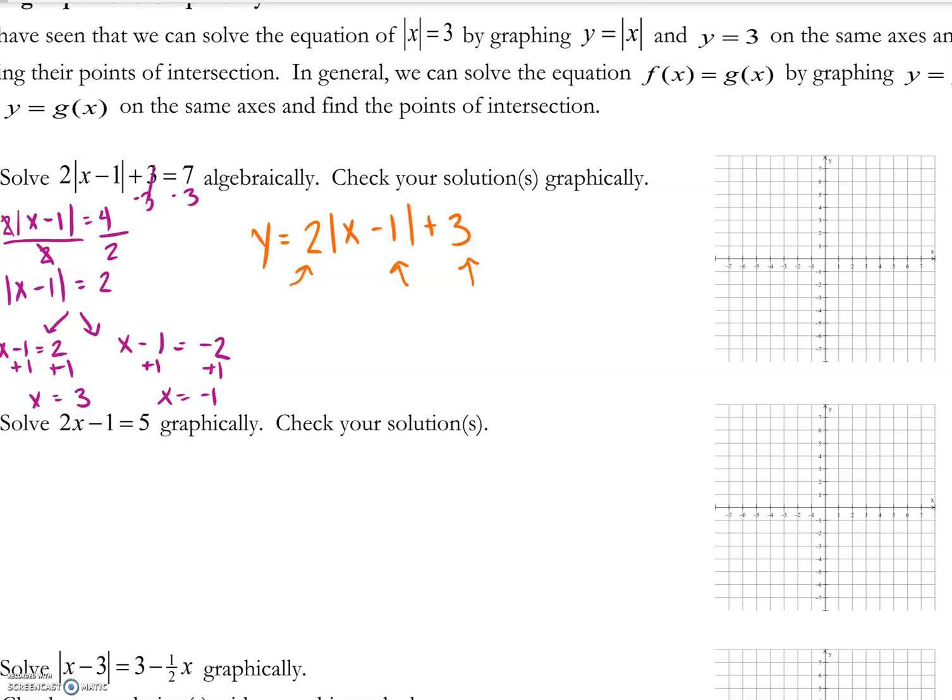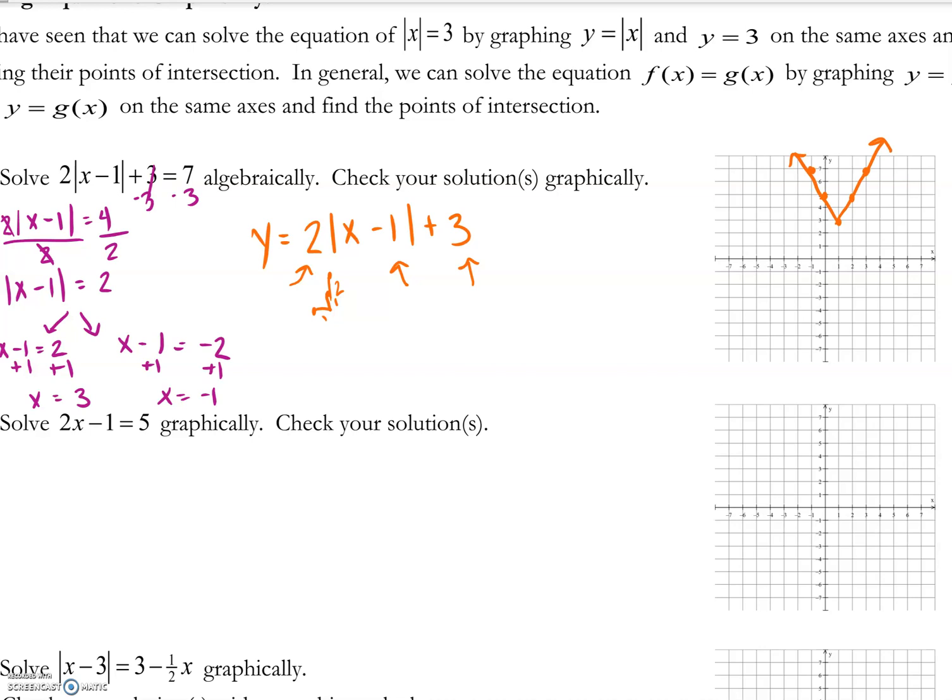So I'm going to start right 1, up 3, and put a point there. The 2 tells me that instead of going from the vertex over 1, up 1, this time I'm going to go over 1 and up 2 spaces. It stretches it by a factor of 2. On either side of this vertex, I go over 1, up 2, over 1, up 2. Same thing on the other side, over 1, up 2, over 1, and up 2. So there's my nice absolute value function.